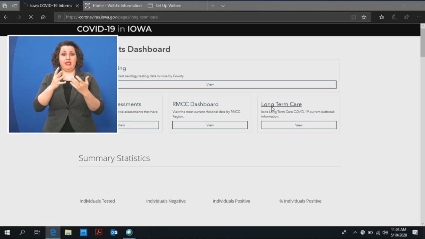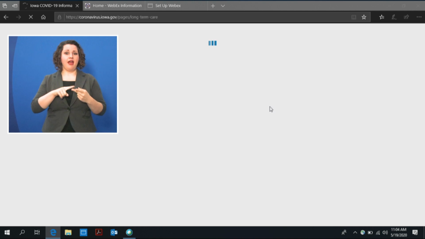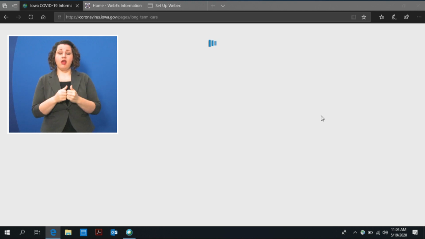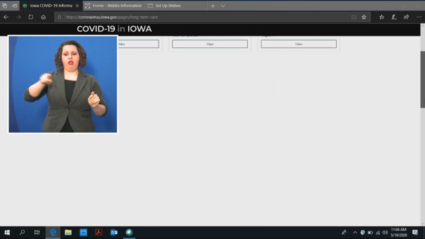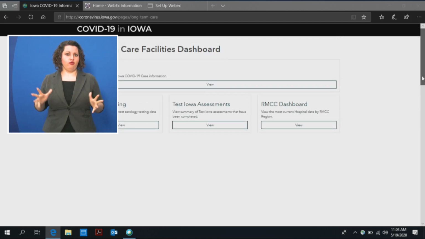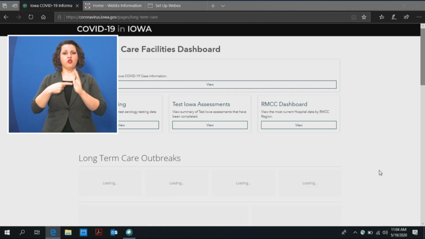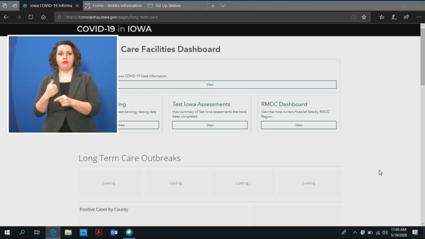Next, let's take a look at the newly revised long-term care dashboard. Here you can track the number of reported outbreaks, staff and residents of long-term care facilities who've tested positive and recovered, the number of residents who have sadly lost their lives to the virus. Bar graphs show the trends for positive cases and those recovered. The chart below breaks the information out by facility. Symptomatic versus asymptomatic cases are also provided, as is demographic information.